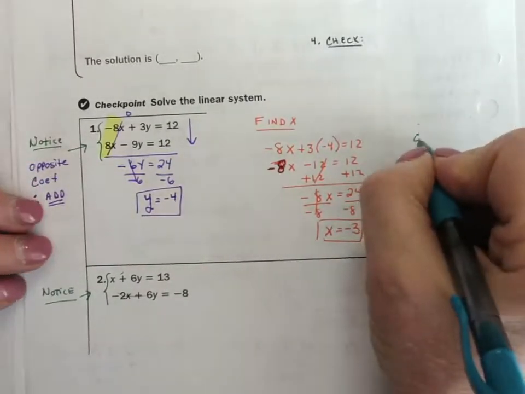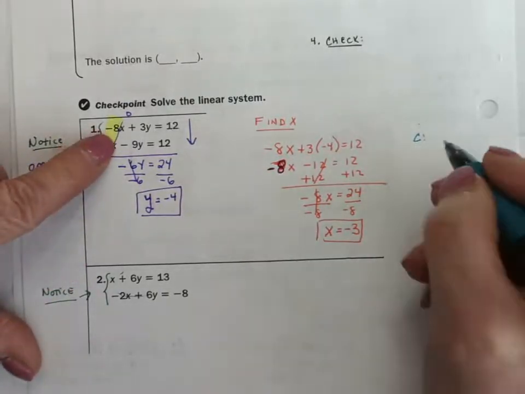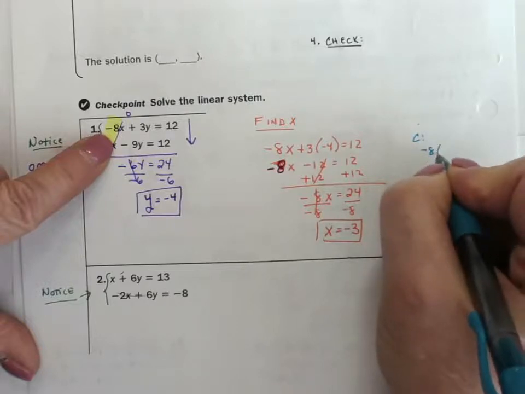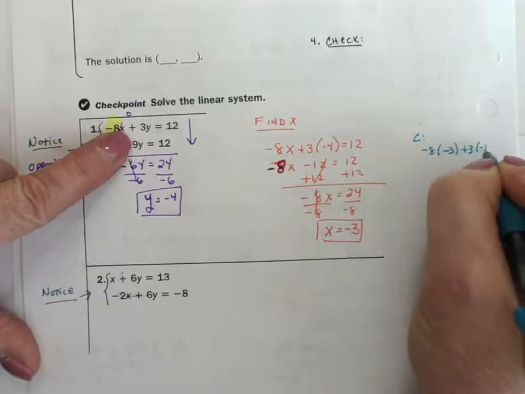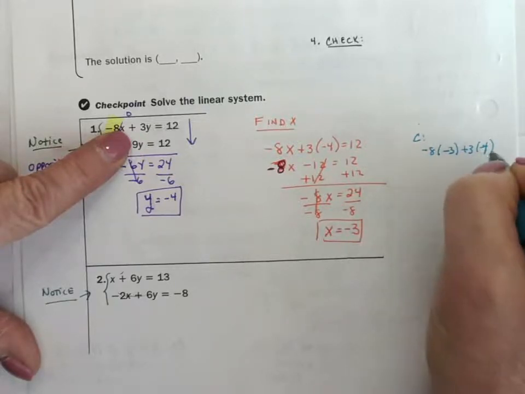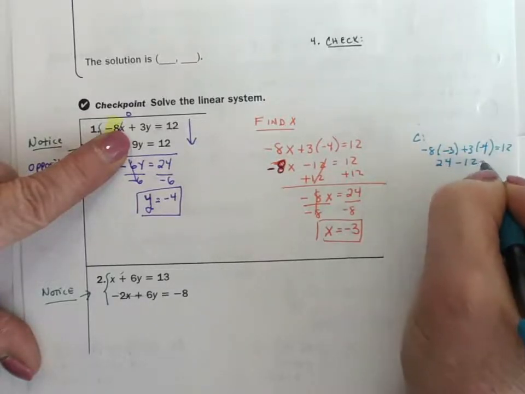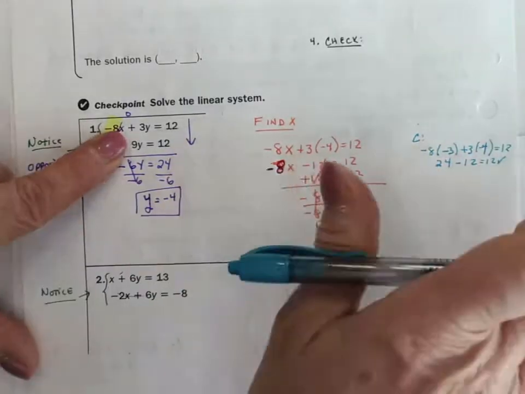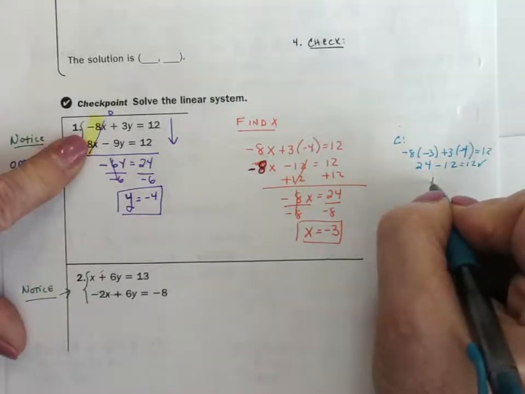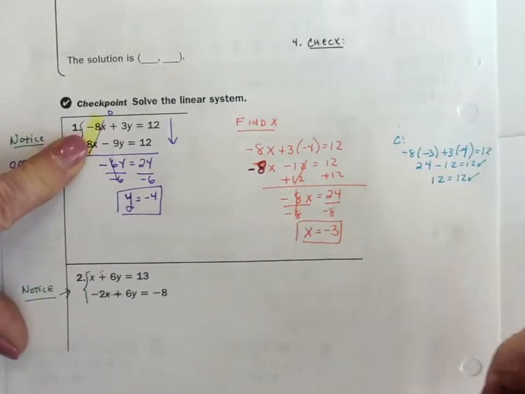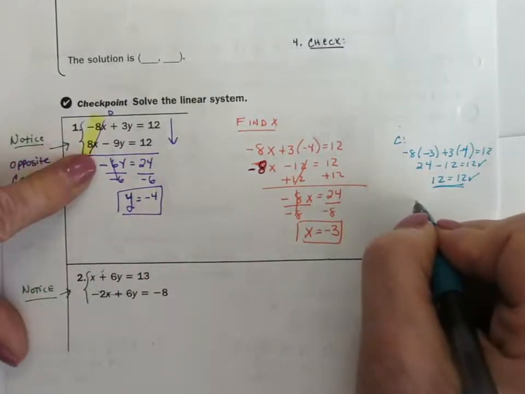And then I'm going to make sure that this is the correct solution. So I'm going to check both equations. The first one, negative 8, x is negative 3, plus 3, y is negative 4, equals 12. 24 minus 12 equals 12. Cha-ching, it checks. Okay, I want you to show that last step that it checks. Then we're going to go to the next one.